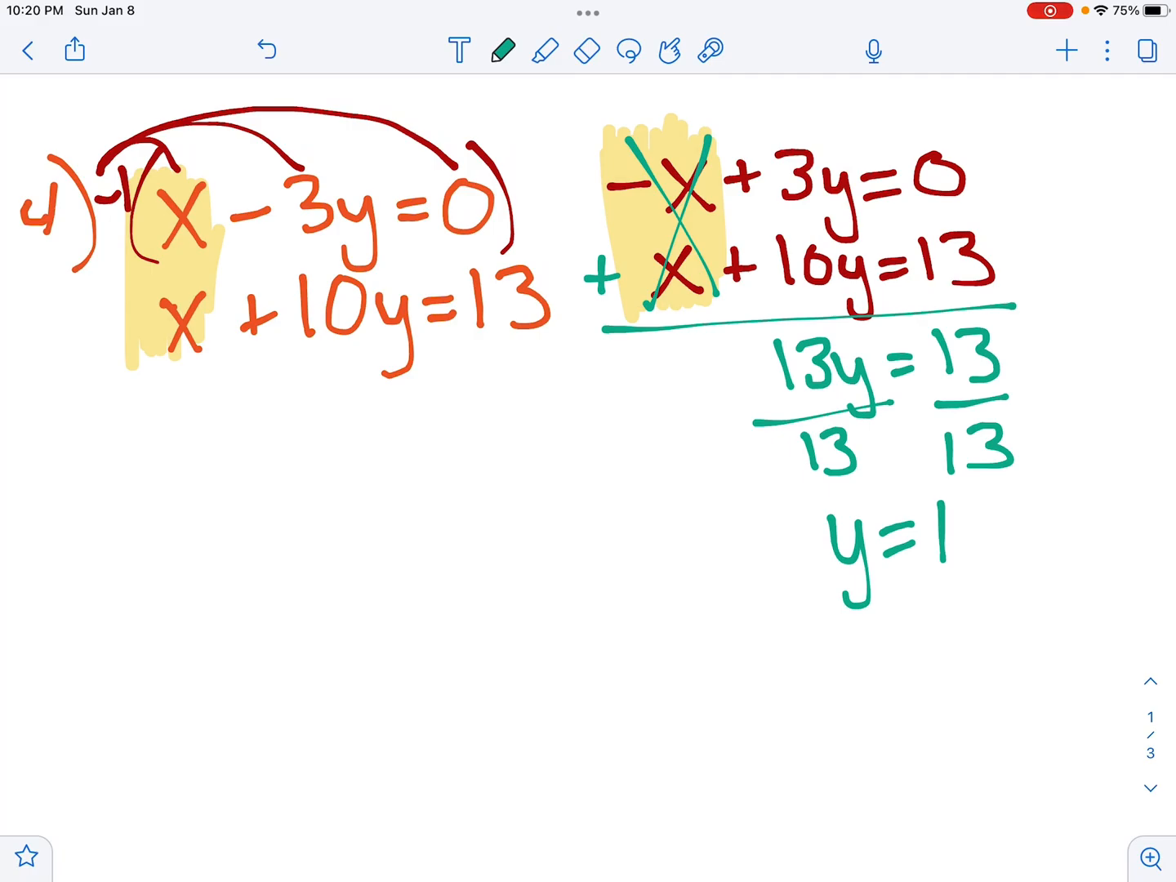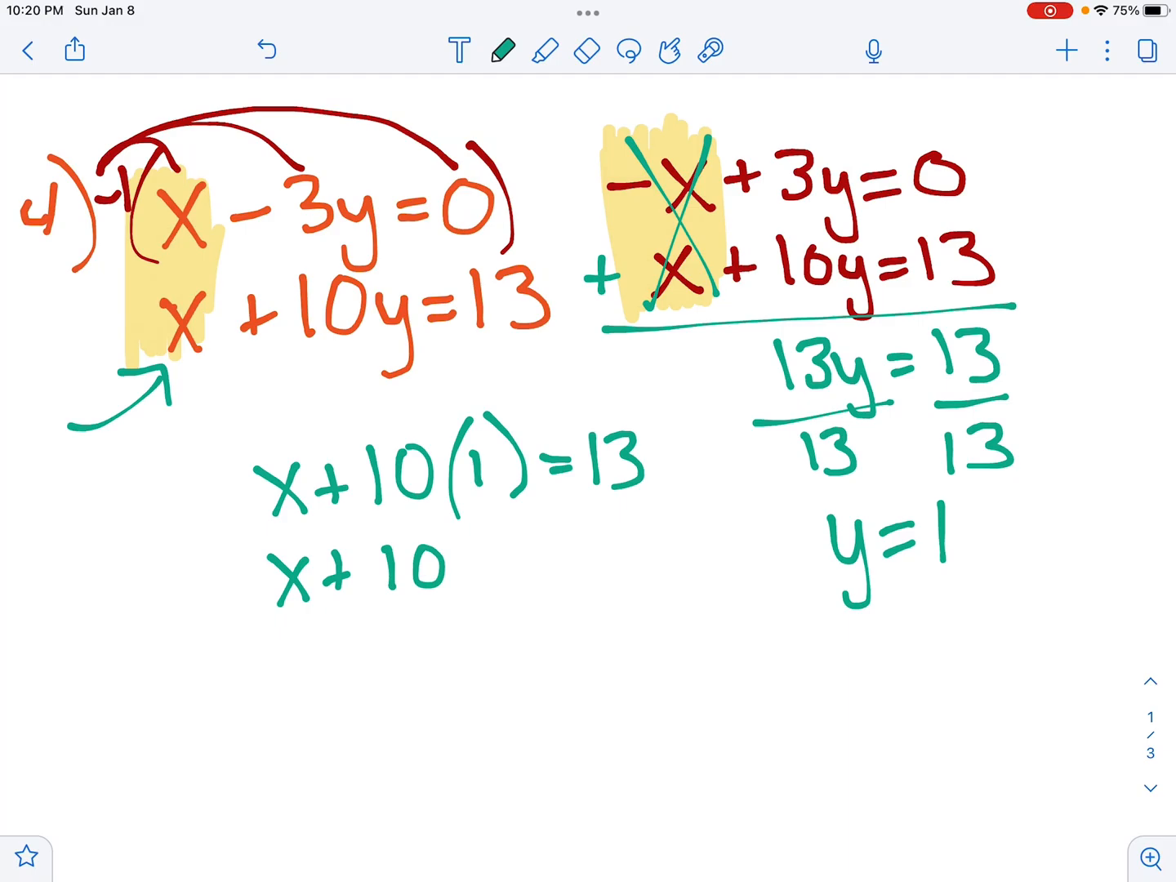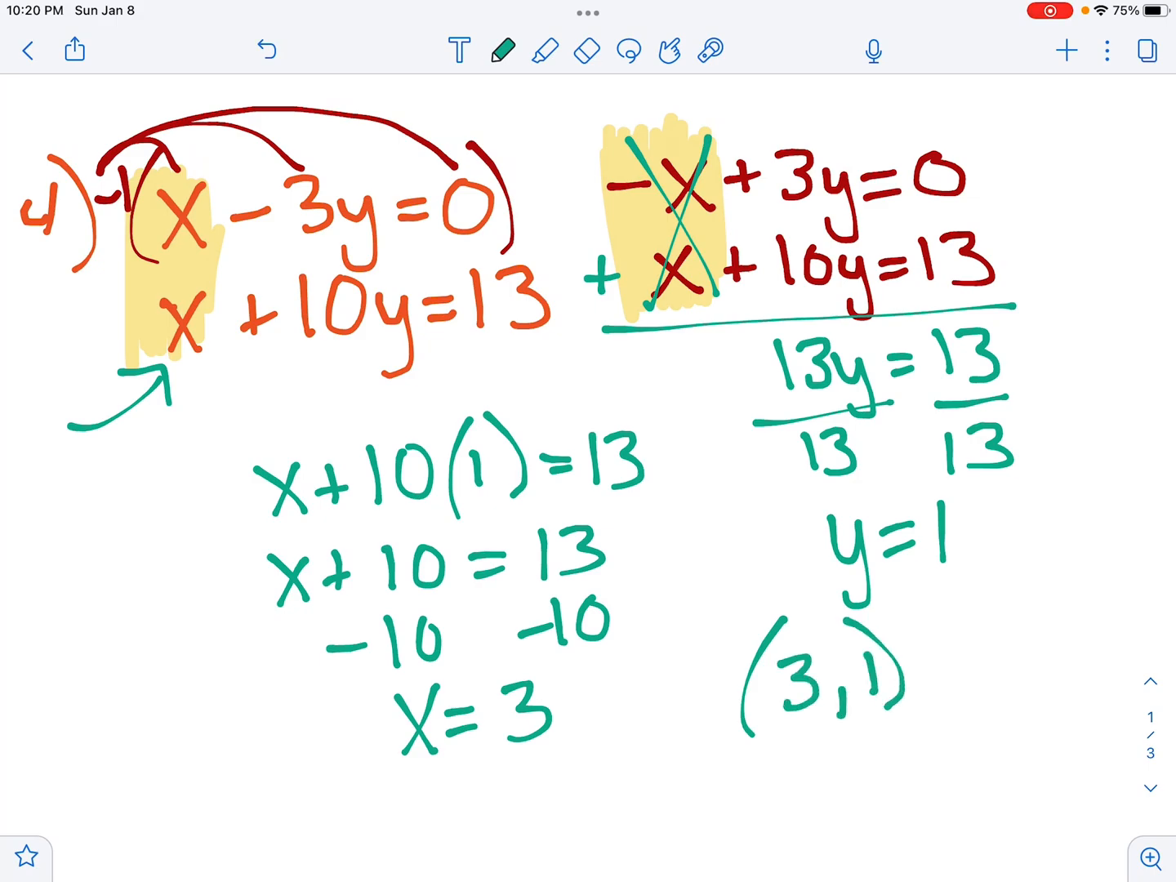Now that I have my y, I need to solve for my x. Doesn't matter which one you plug into. I'm going to use the second one. So I have x plus 10 times y equals 1, so I'm going to replace the y with 1, equals 13. 10 times 1 is 10, so I have x plus 10 equals 13. I'm going to go ahead and solve down for x by subtracting 10 to get x equals 3, which means these two equations intersect at 3, 1.